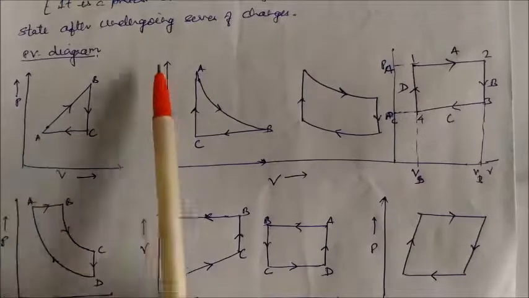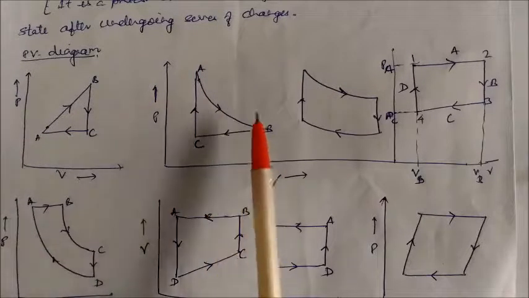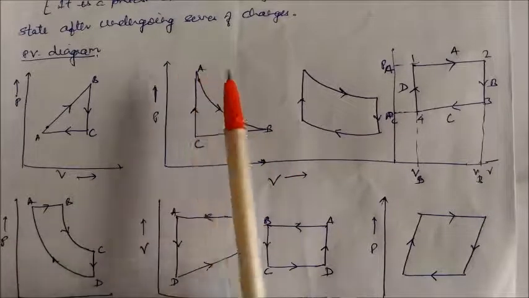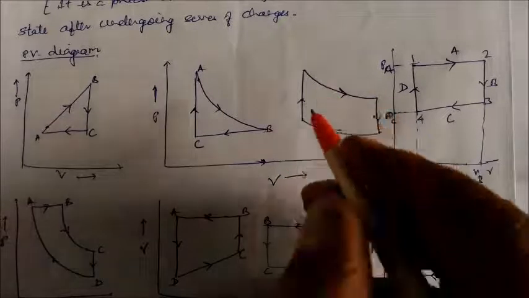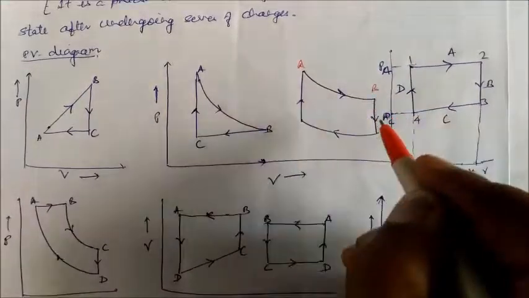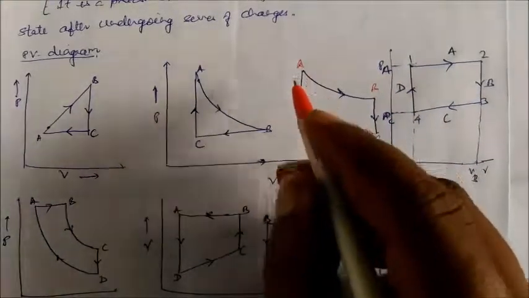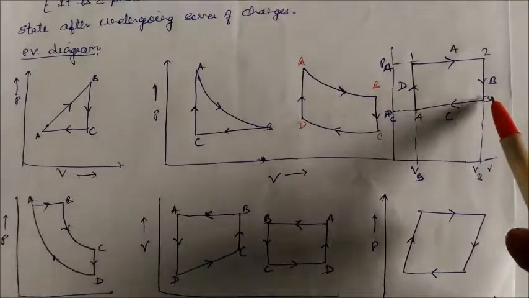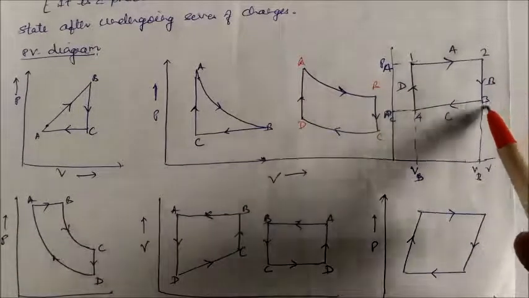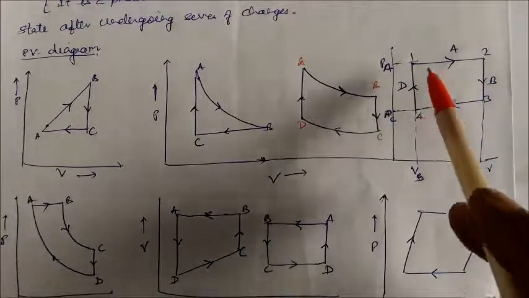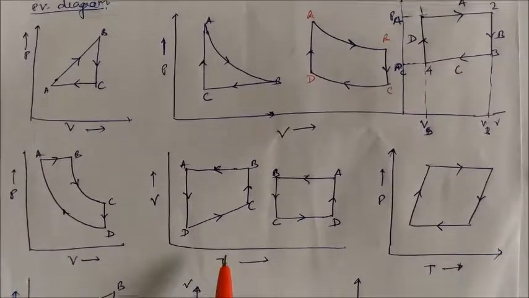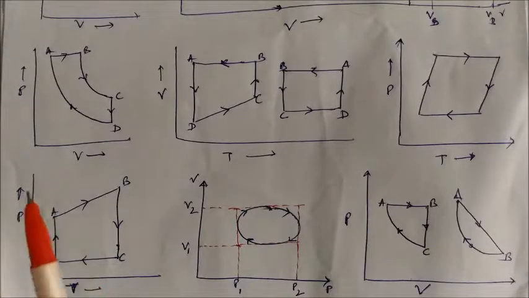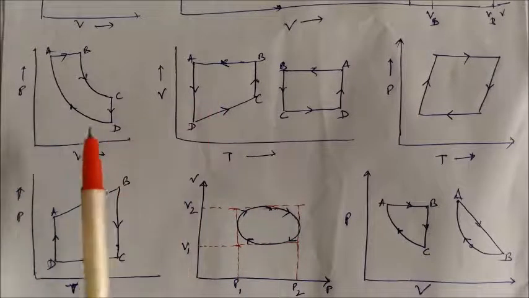Now next is our cyclic process. A process in which the initial and final state of the system are the same. It means that after going from the initial state to the final state, we are achieving the same thing. The state functions of a system do not change during the cyclic process. So it is a process in which the system returns to the original state after undergoing a series of changes. After going through any series of processes, when it achieves the initial state, that process becomes your cyclic process.